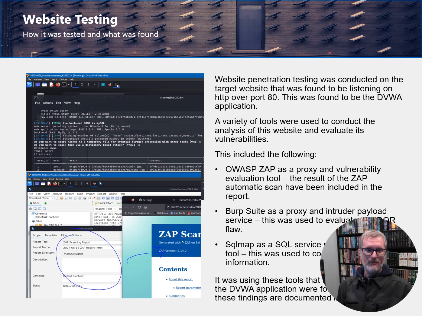These consisted mostly of OWASP's ZAP as a proxy and a vulnerability assessment tool, Burp Suite, which also acted as a proxy and allowed us to apply some intruder payloads to the website to try and leverage some suspected flaws, and finally SQL Map. Since we found that the website was backed by a database, we then leveraged SQL Map to try and interrogate the database and reverse engineer its structure and pull information out of it. This was an important one as we were able to pull password information out of it. We have all the findings for all of these vulnerabilities documented in the penetration testing report.